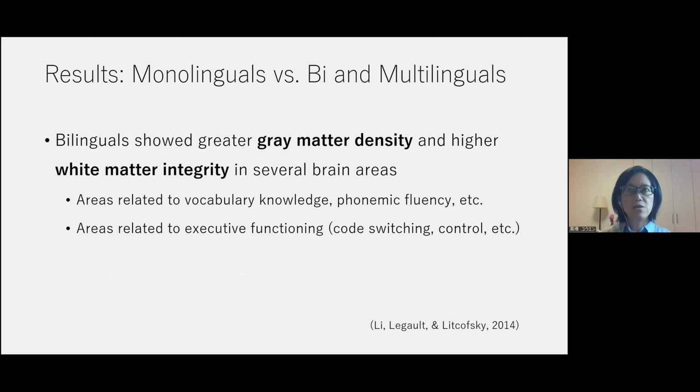And the research finding has been pretty consistent. The bilingual people show greater gray matter density, and they had higher white matter integrity in several areas of the brain, especially areas related to vocabulary knowledge, phonemic fluency, and so on. And also very interestingly, they found a greater volume of gray matter and white matter in areas related to executive functioning, such as code switching and control.